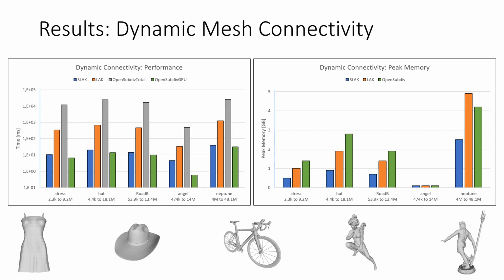It is interesting to see that the GPU evaluation of OpenSubdiv is in most cases not too much faster than the entire subdivision using Slag. One exception is the Angel model, which is only subdivided to level 1, where Slag cannot unfold its full potential.